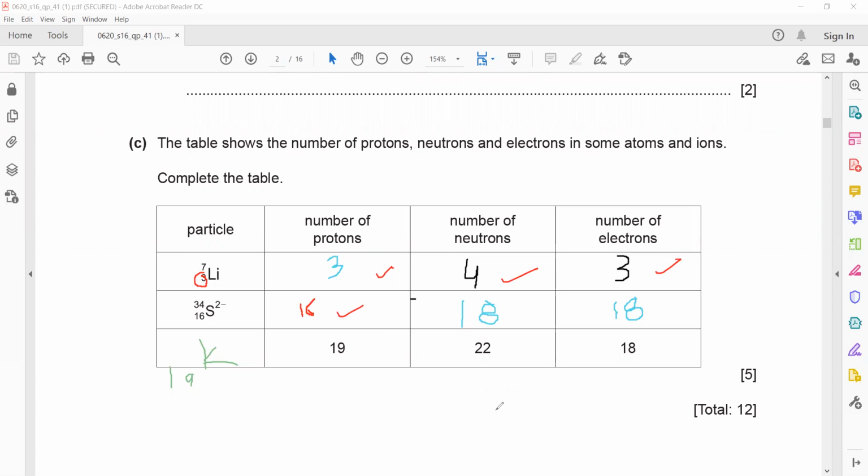The proton number is 16 for sulfur. How to find the number of neutrons? The number of neutrons is a difference. Like in this case, 7 minus 3 gives us the number of neutrons. Same thing, 34 minus 16 gives the number of neutrons, which is 18. And how do you identify the electron number? If it is negatively charged, it means electrons are more. If it is positively charged, then protons are more. For the last one, you can see there are 19 protons and 18 electrons, so there should be a plus charge. Is this table clear?